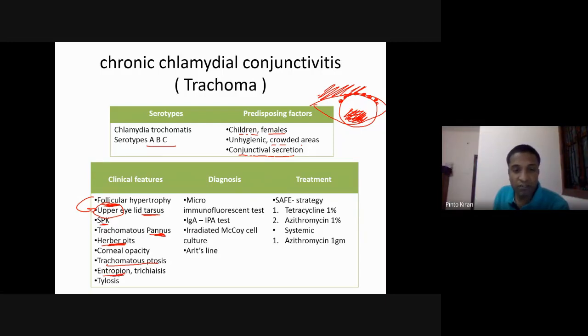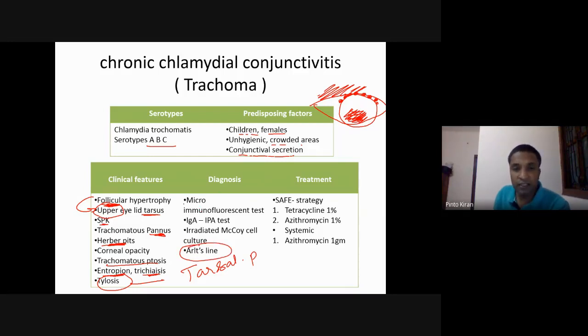And because the conjunctiva is involved, the patient will have an entropion, inturning of the eyelashes, and there will be thickening of the tarsal plate. That is known as tylosis of the tarsal plate. And the patient will have Arlt's line also.